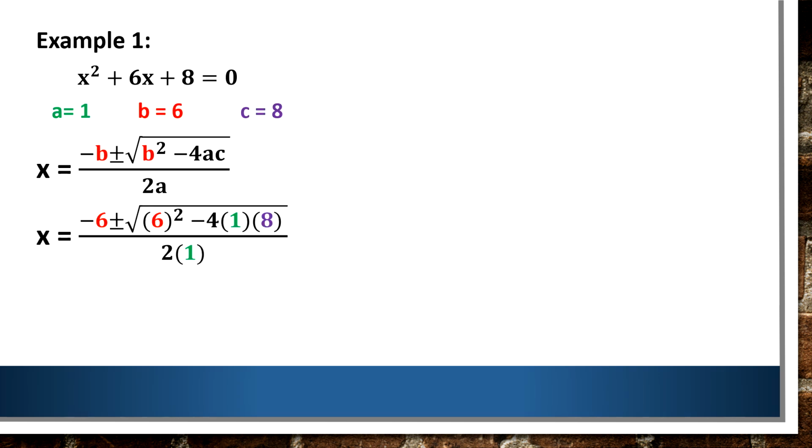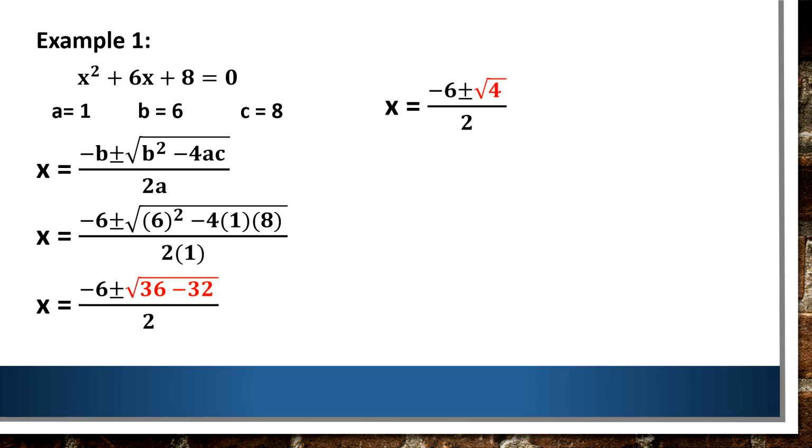x equals negative 6 plus or minus the square root of 6 squared minus 4 times 1 times 8, all over 2 times 1. Simplify 6 squared, which is 36. Then multiply negative 4 times 1 times 8, negative 32. Multiply 2 and 1, 2 times 1, 2. Next, subtract 36 minus 32, positive 4, then get the square root of 4, which is 2.